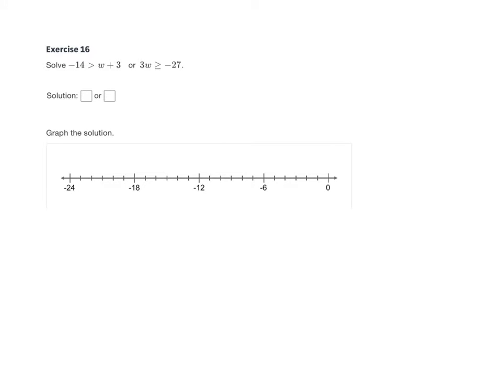Number 16, another OR one, so we're going to do these separately. Negative 14 is greater than w plus 3. To get w by itself, it looks like divide, but I'm going to minus 3 from both sides. Minus 3, minus 3. Negative 17 is greater than w. Then we flip the whole equation. We get w is less than negative 17. So at negative 17, I would have an open circle going to the right.